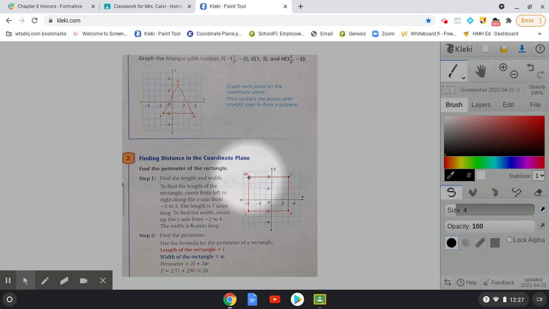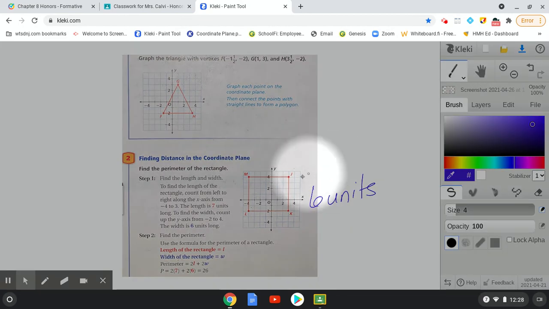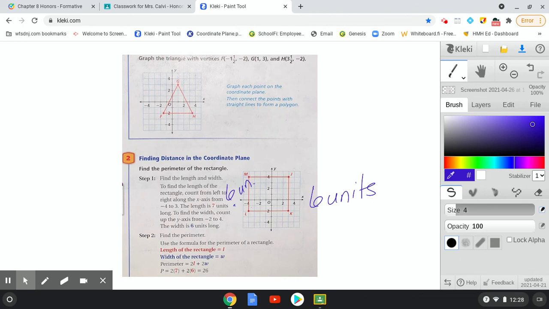So the side length from, let's say, J to K is 1, 2, 3, 4, 5, 6. Okay. And they didn't give us a unit, so they're using the word units. So that is 6 units. All right, 6 units. So if JK is 6 units, we know that ML is going to be 6 units, right?